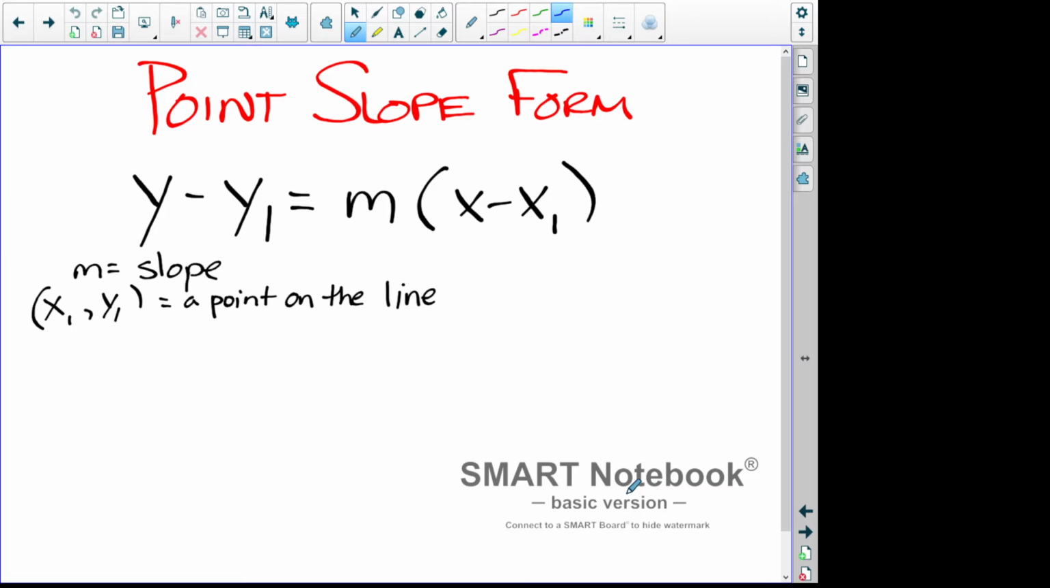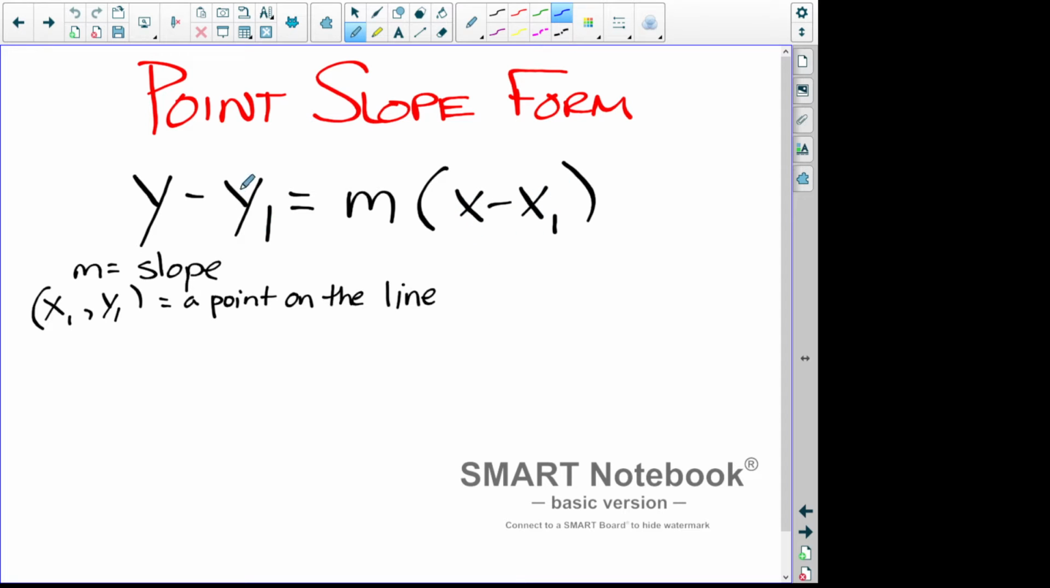So this is what point slope form looks like. y minus y1 is equal to m times (x minus x1). So we've talked about a lot of these terms already. The m represents the slope of the line. x and y are just the variables in the line. They're the input and the output for the equation.